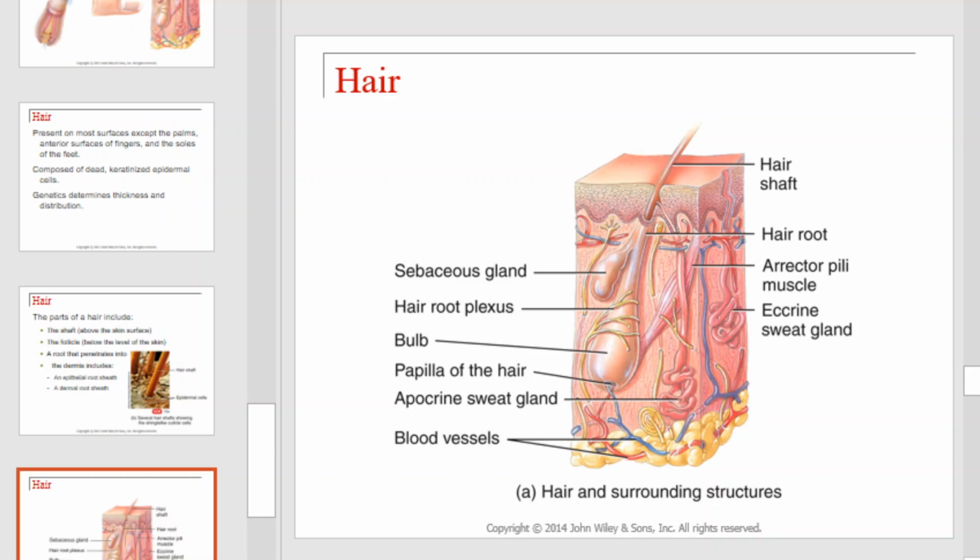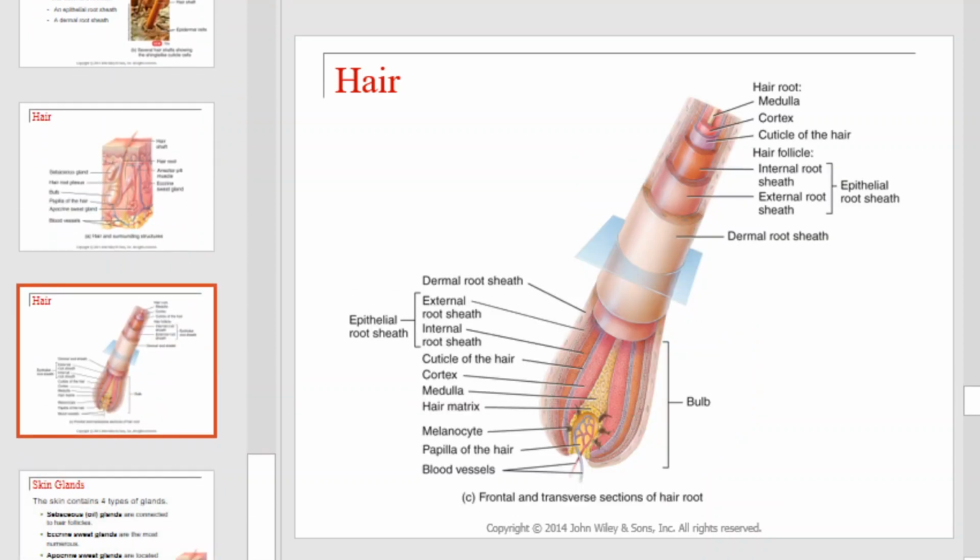This is an illustration of hair as it penetrates through the layers of skin. And this is an illustration of all of the substructures associated with hair. Take a moment to familiarize yourself with the labeled items in this picture.